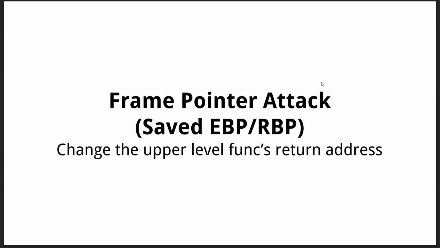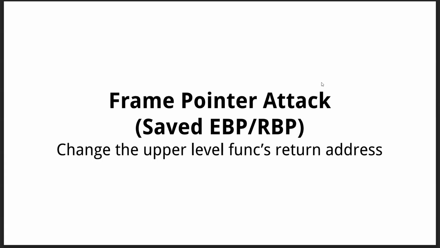The frame pointer, obviously, is not a code pointer. The return address, since it's an address, points to somewhere, pointing to code, so it's a code pointer. The saved EBP, saved RBP doesn't point to code, but it's pointing to the previous function's saved EBP actually. And by overwriting that one, we can change the upper level function's return address.